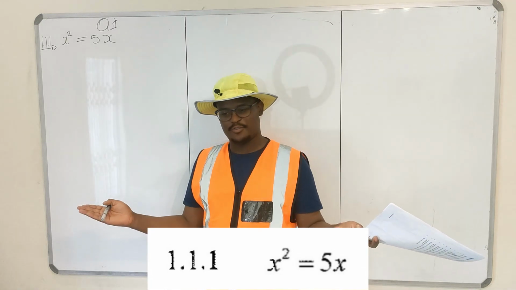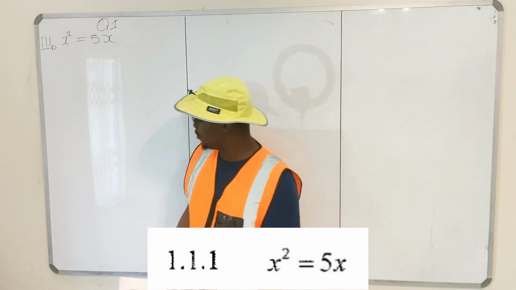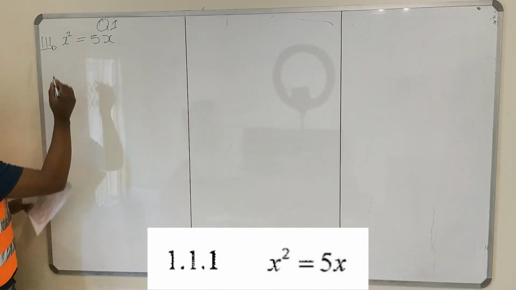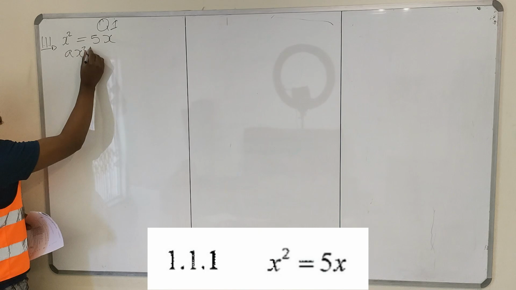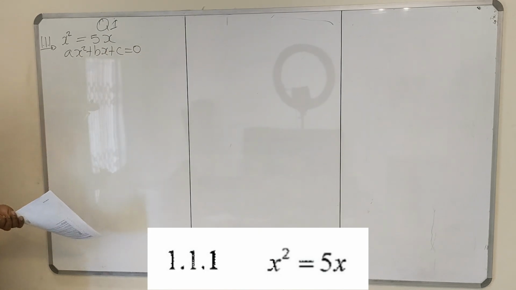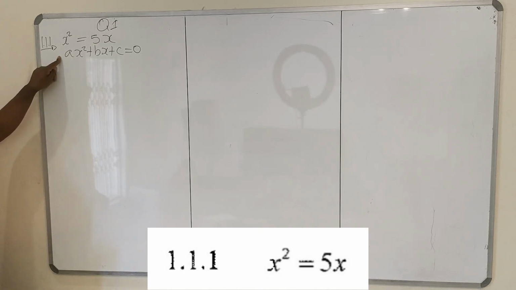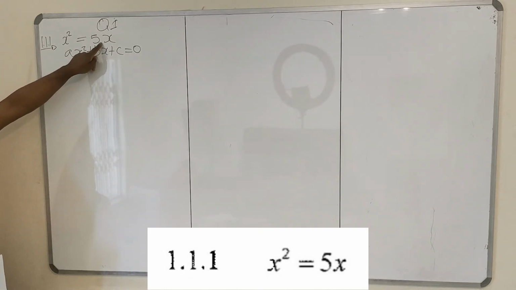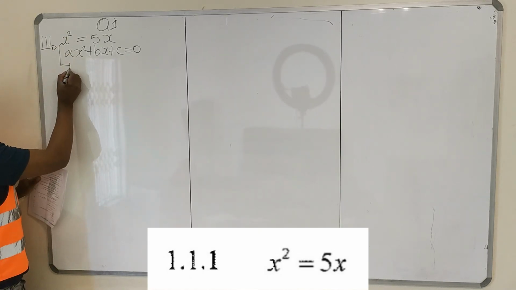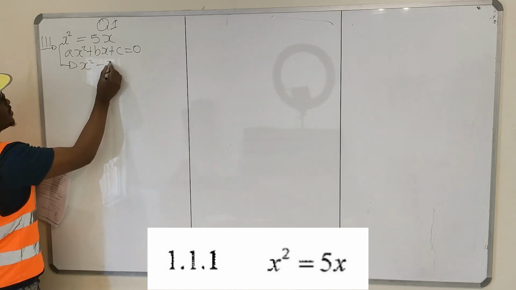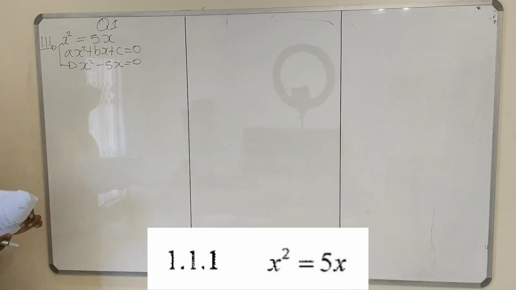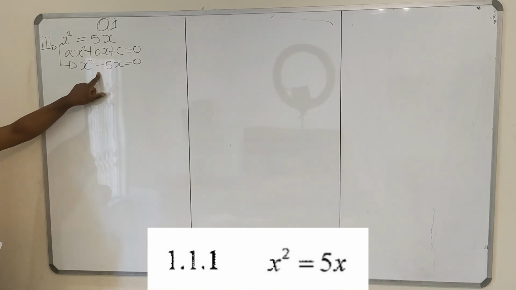As you know, this is a quadratic equation, right? If you have a quadratic equation, you always want it in the form ax squared plus bx plus c is equal to 0. So which means you have to transpose this to the left hand side. So what do we have? You will have x squared minus 5x is equal to 0. This is the situation that you want with the quadratic equation.